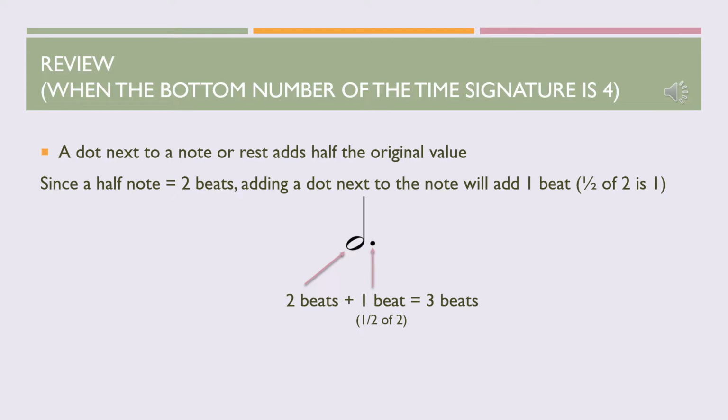When the bottom number of the time signature is 4, remember a half note gets 2 beats. So if you add a dot next to it, that will add 1 more beat because half of 2 is 1. Thus, a dotted half note equals 3 beats.